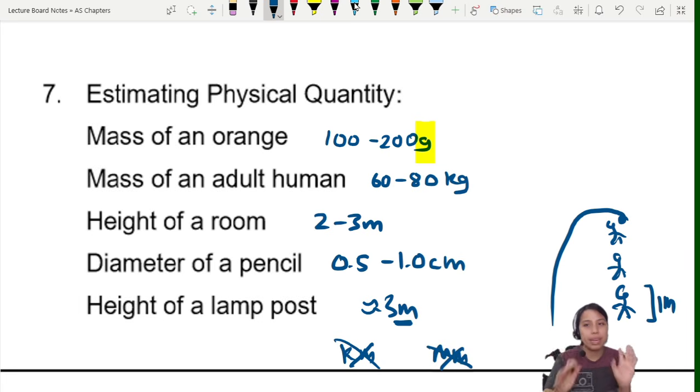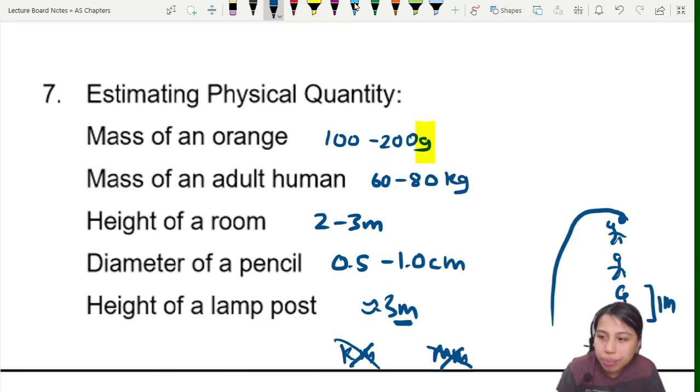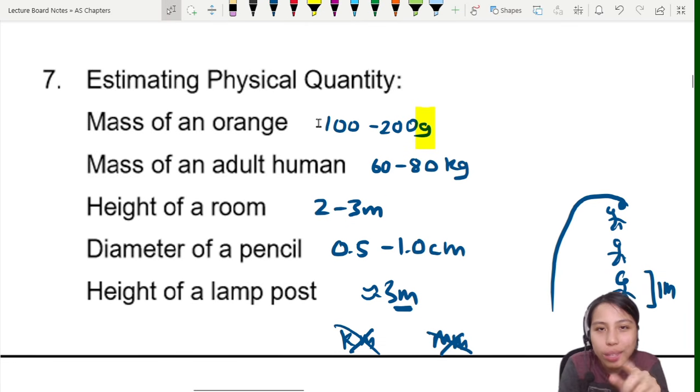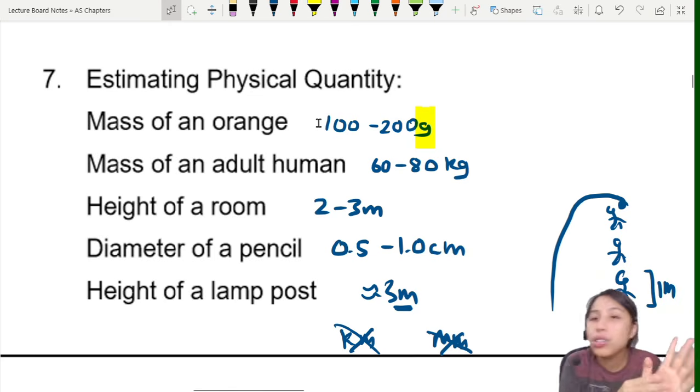We stay in meters. Okay, so that's all for the first part. Make sure you know your units and how to estimate quantities and use your prefixes to help you with that. So that's all for this first video. We'll see you in the next one where we'll look at uncertainties, units, and scalars and vectors.